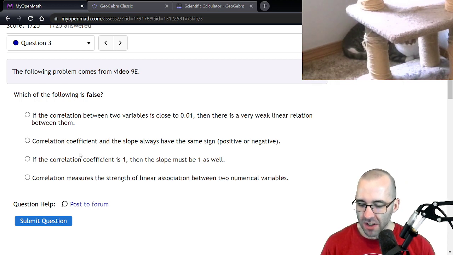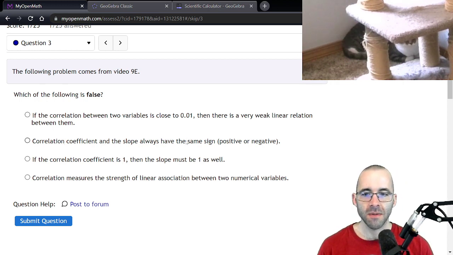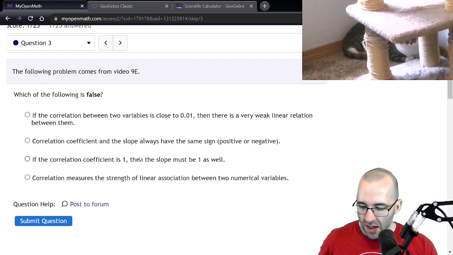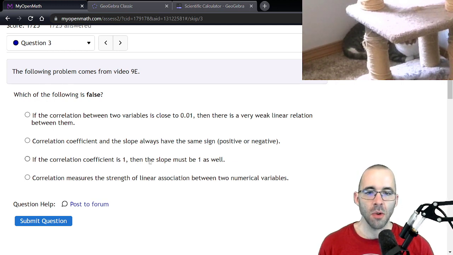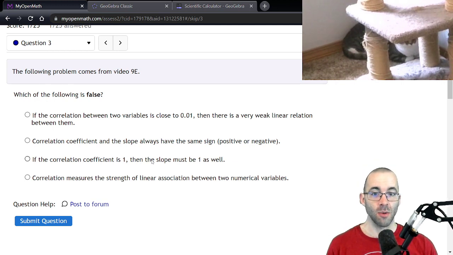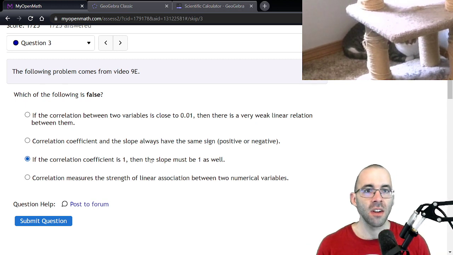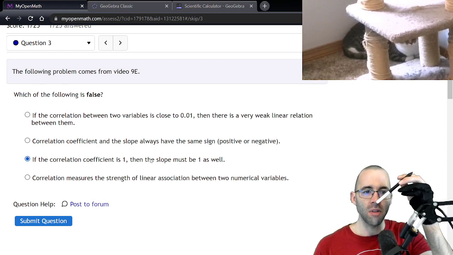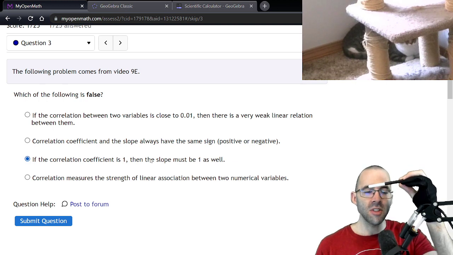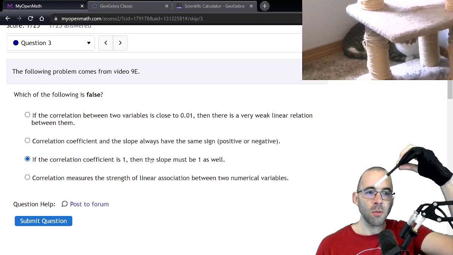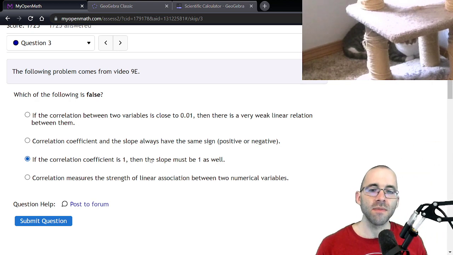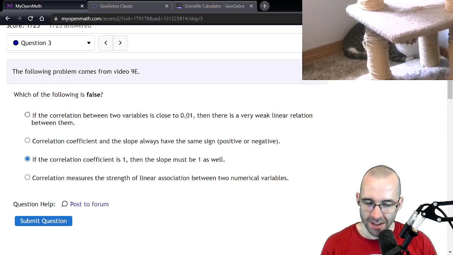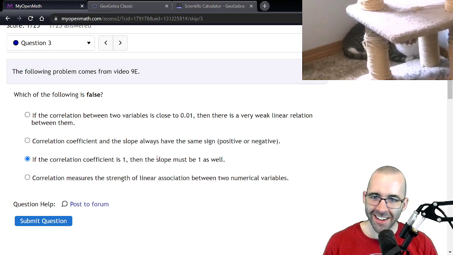Second one, correlation coefficient and the slope always have the same sign. Yeah, if the R value is positive, the slope is positive, and so on. If the correlation coefficient is 1, then the slope must be 1 as well. Oh, that's definitely wrong. If the correlation coefficient's 1, that just means we have perfect correlation. But it doesn't mean that the slope has to be at a 45-degree angle. You could have perfect correlation that looks like this, perfect correlation that looks like this. That one's definitely wrong. This one's like half right.